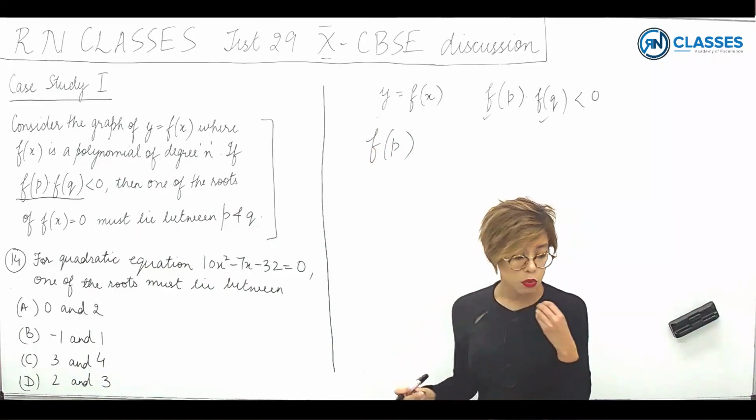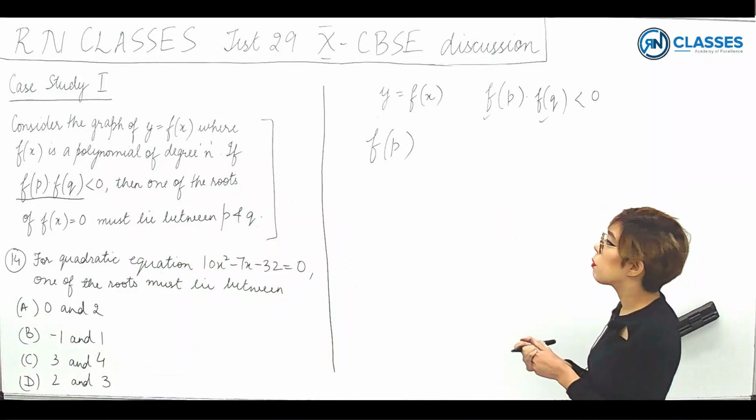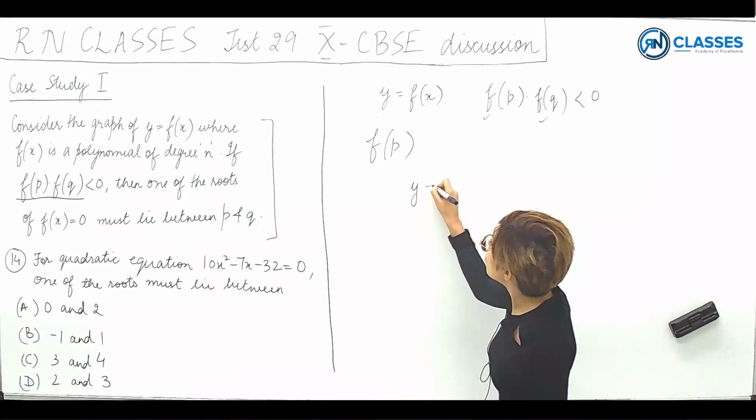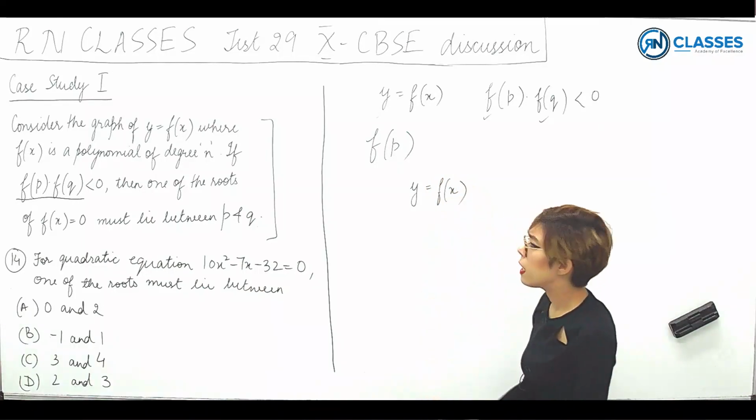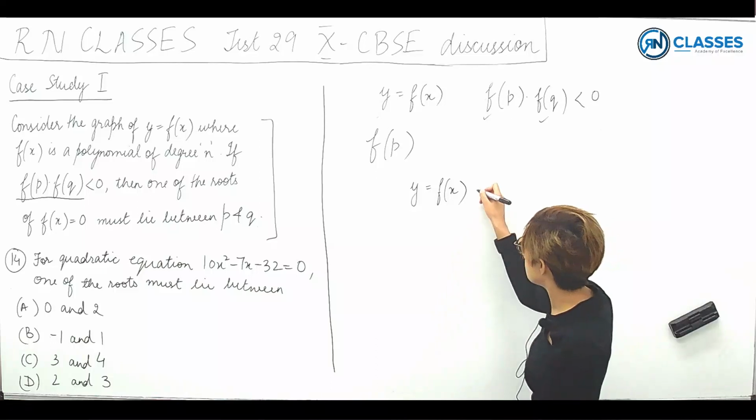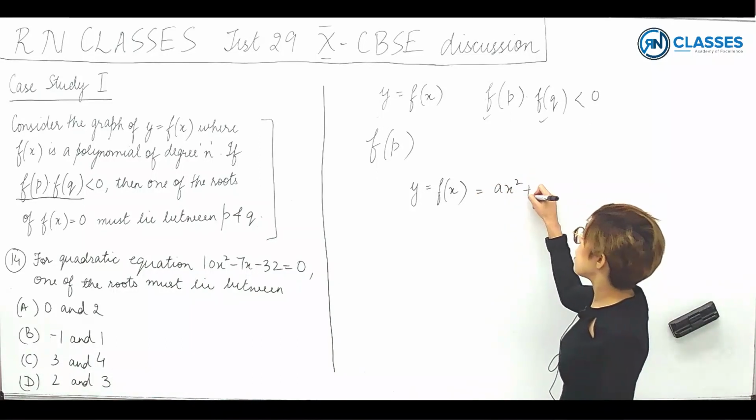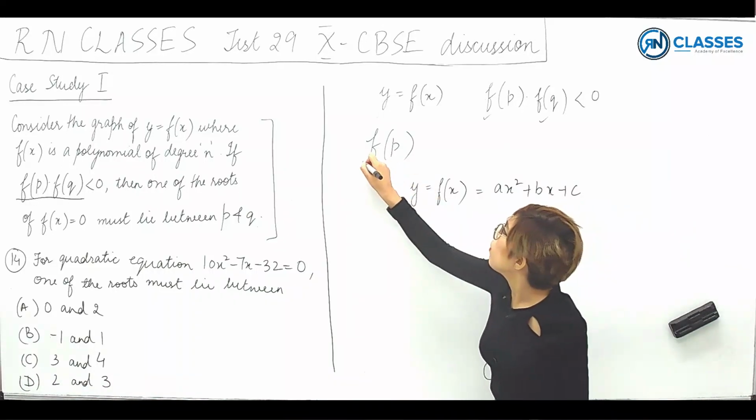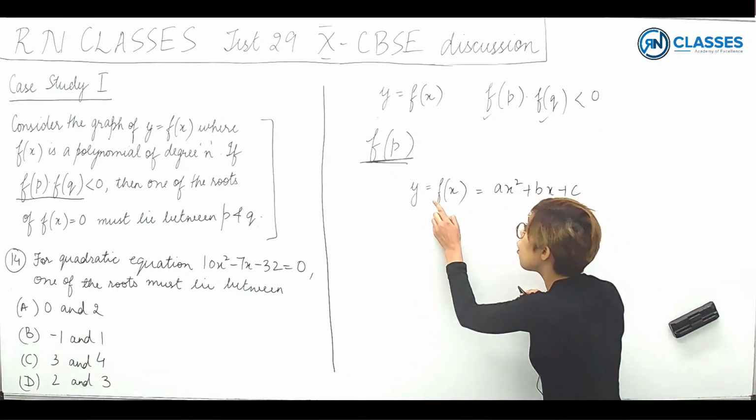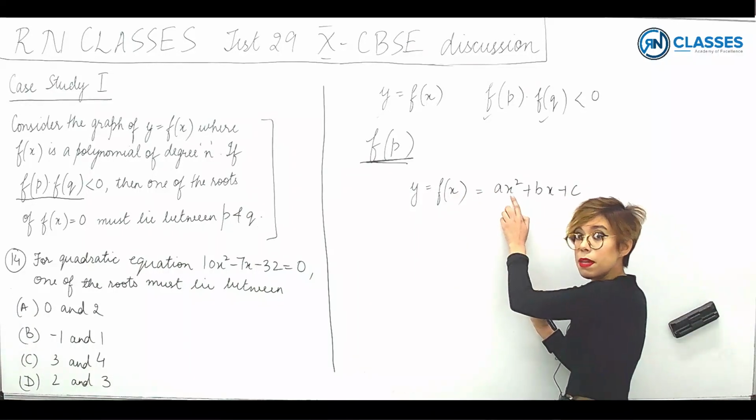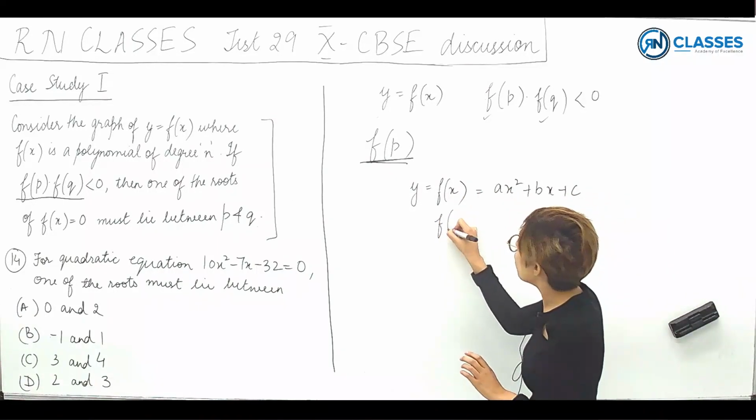So, let's try to analyze that f of p. What will that mean? Now, my graph was y is equal to f of x, right? Now, let's take f of x as a quadratic polynomial, so let that be ax square plus bx plus c. Now, he is talking about f of p. F of p means x has been replaced by p. Check करें.